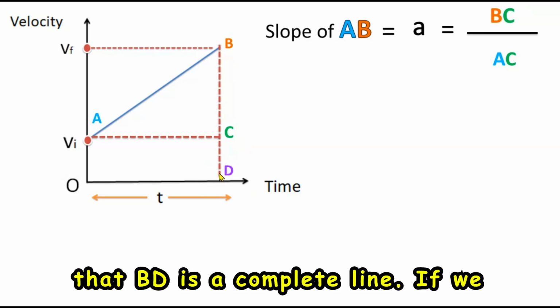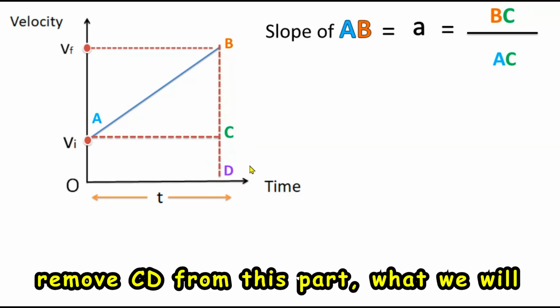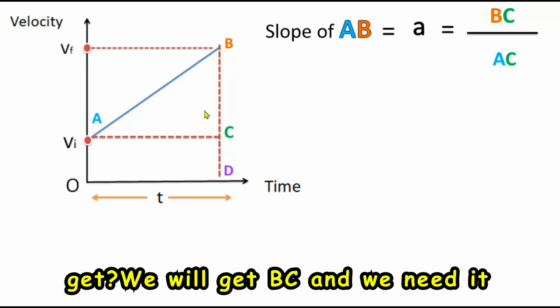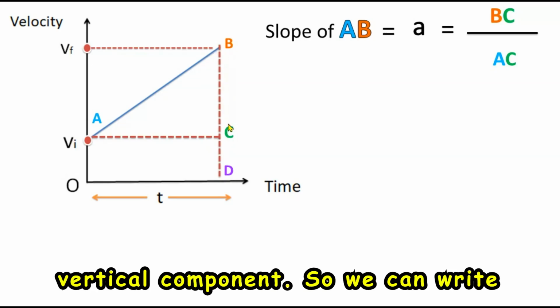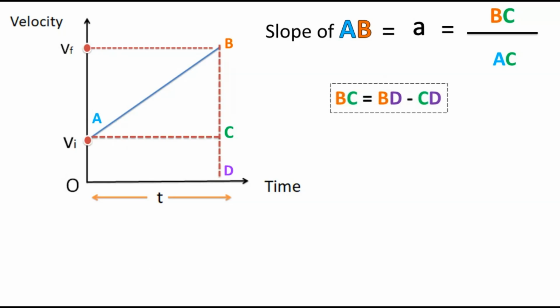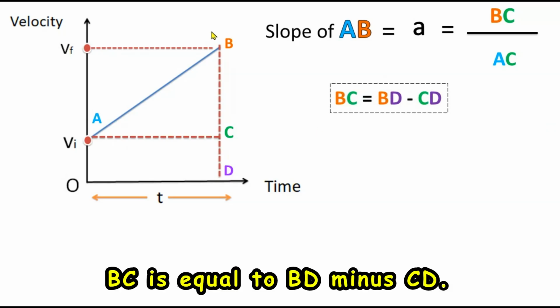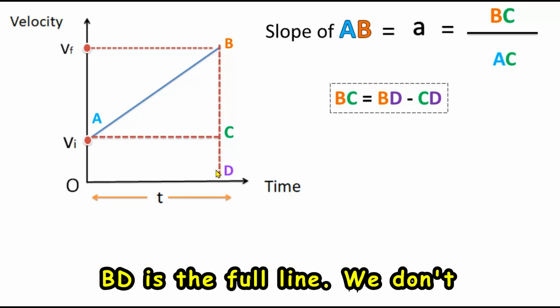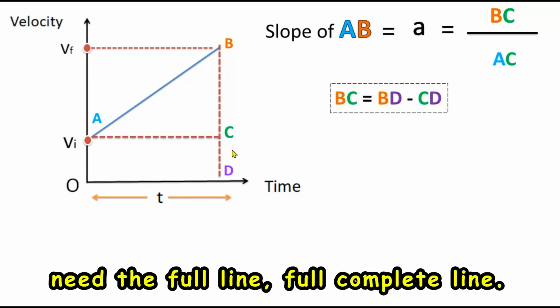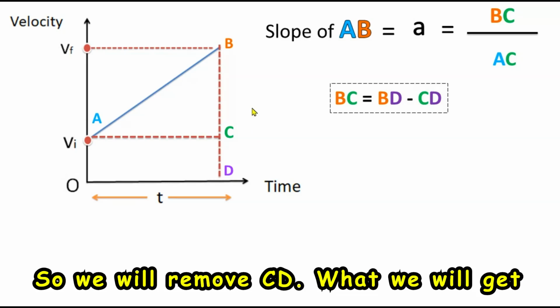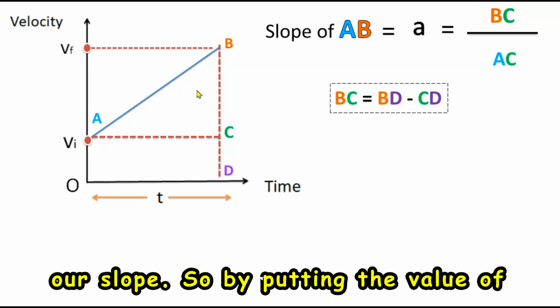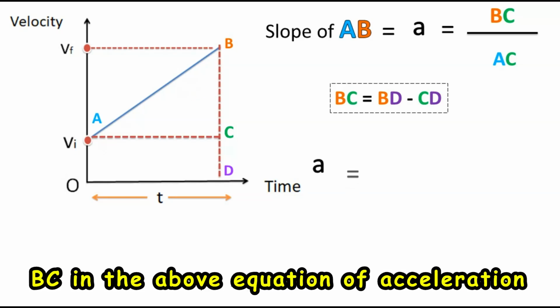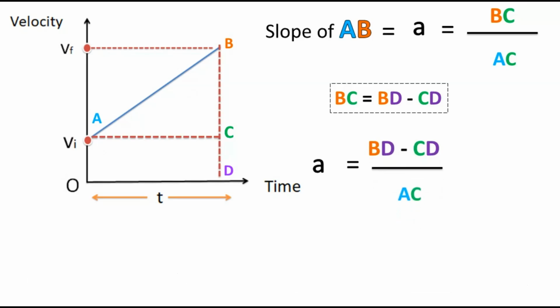It means that BD is a complete line. If we remove CD from this part, what we will get is BC, and we need it because it is the part of the slope's vertical component. So we can write BC is equal to BD minus CD. BD is the full line. We don't need the full complete line, so we will remove CD. What we will get is the BC line, which is the part of our slope. So by putting the value of BC in the above equation of acceleration, we get this equation.